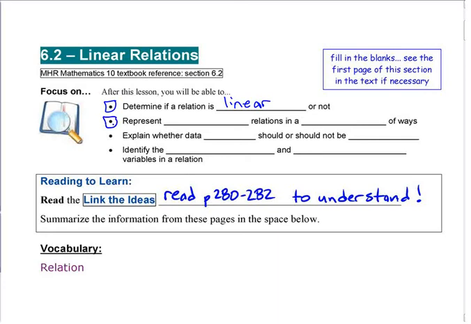Second thing here is represent relations in a variety of ways. Not just linear, any kind, in a variety of ways. We're going to talk afterwards about what the different ways are.